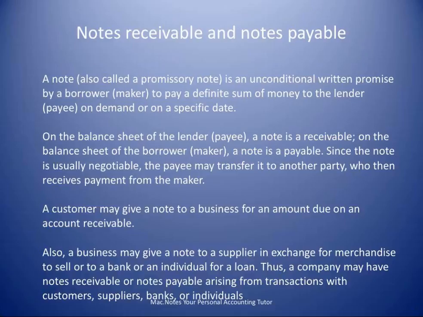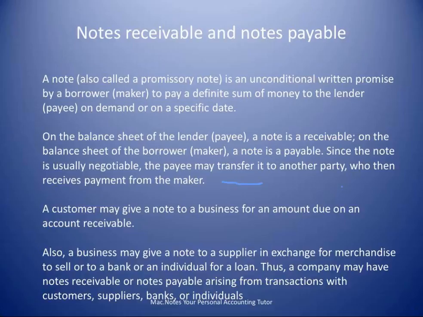A note, also called a promissory note, is an unconditional written promise by the borrower to pay a certain amount in the future on a specific date, and it includes interest. On the balance sheet of the lender, a note is a receivable. On the balance sheet of the borrower, it is a payable. Since the note is usually negotiable, the payee may transfer it to another party who then receives payment from the maker.